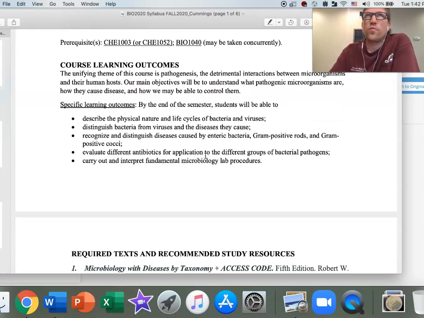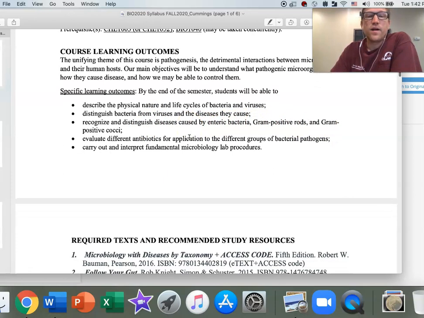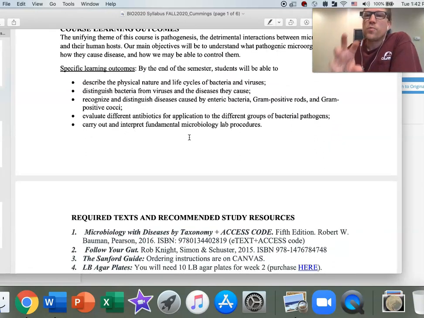Learning outcomes. What this means is when the whole semester is over, what do we want you to take away? I want you to be able to describe the physical nature, the actual physical structure and architecture of bacteria and viruses and their life cycles. How do they reproduce, and how do more of them get generated? You need to be able to distinguish bacteria from viruses and the diseases they cause. And we're going to look at some specific groups of bacteria, the enteric bacteria, the gram-positive rods, and the gram-positive cocci. In much more depth, we'll look at those groups.